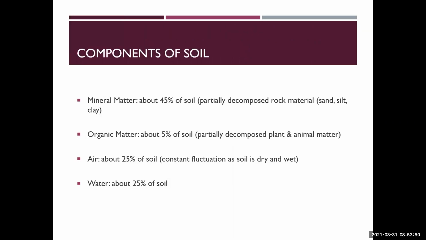So there are components of soil. About 45% of all soils is minerals. These are the partially decomposed rocks, sand, silt, and clay. Then we have about 5% of soils that are organic materials. These are the partially decomposed plant and animal matter. About 25% of soil is air, which people don't usually think about, but all those spaces between that material are filled with air, and another 25% is filled with water. So what we think of as empty spaces are not empty at all. They have air and water in them.